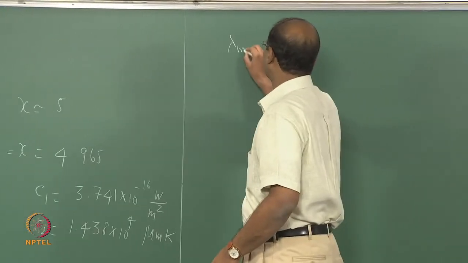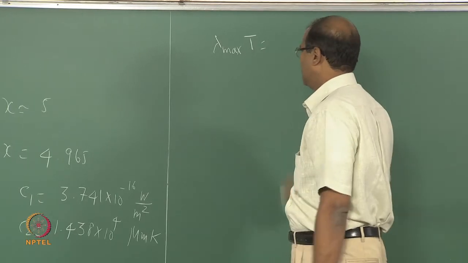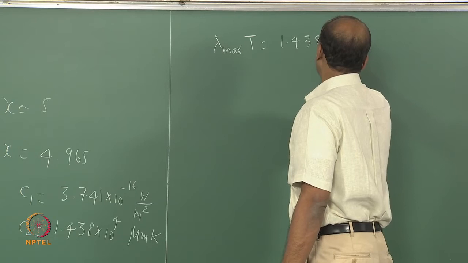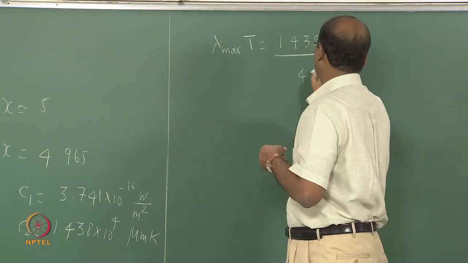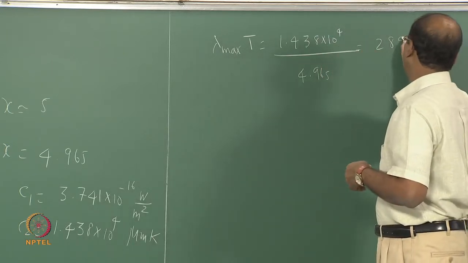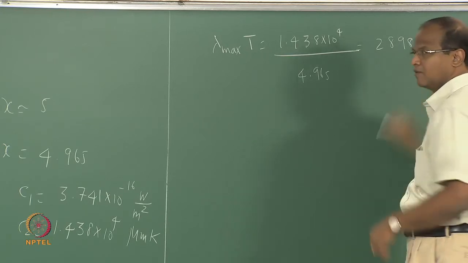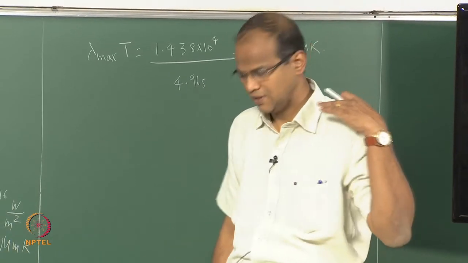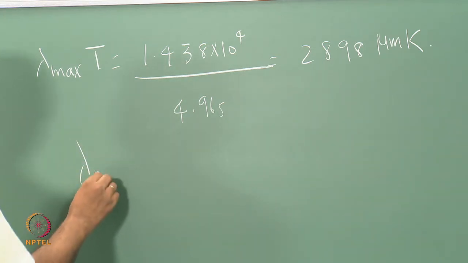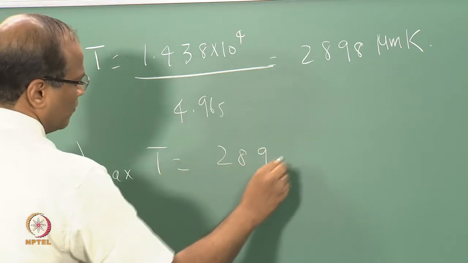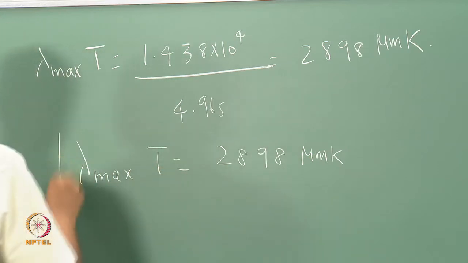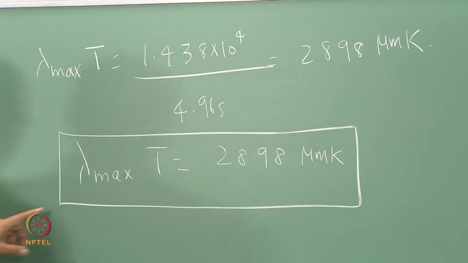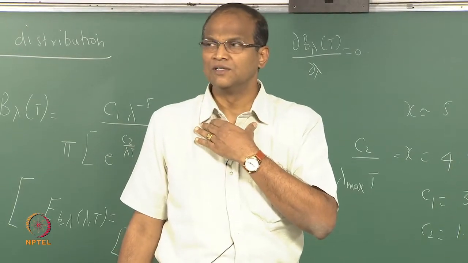Lambda max T is... that explains why, as the temperature increases, the lambda max decreases. Okay, so this is Wien's displacement law. So you can also look at the color temperature, the emission spectra, and try to figure out the temperature from that and so on. That comes from this. So, Wien's displacement law.